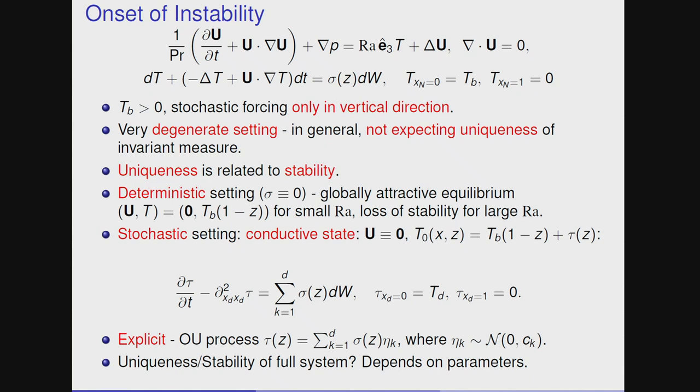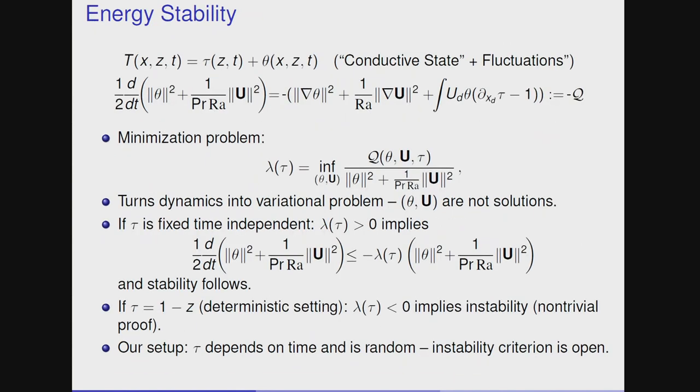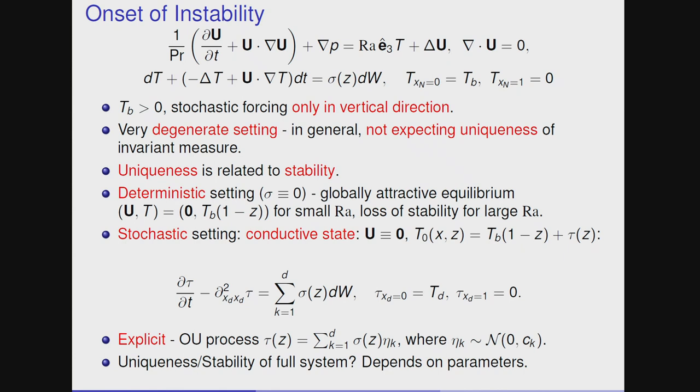Now in the stochastic setting, so this is deterministic, and now stochastic. We still have this conductive state, with U equal to zero, which is a huge advantage. And what's the equation for the temperature? It's just the usual OU process minus the vertical direction of tau, which is pretty much the stochastic forcing. Okay, so this is a nice equation.